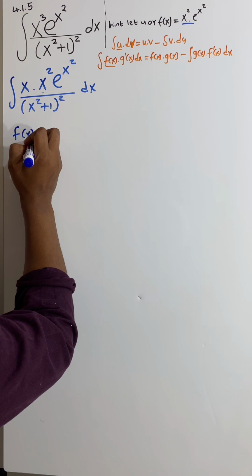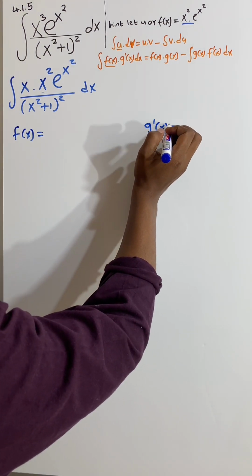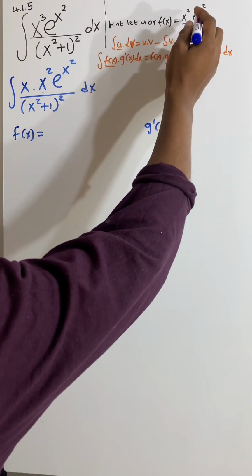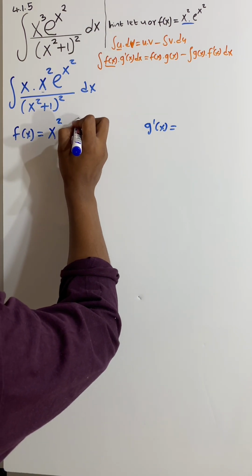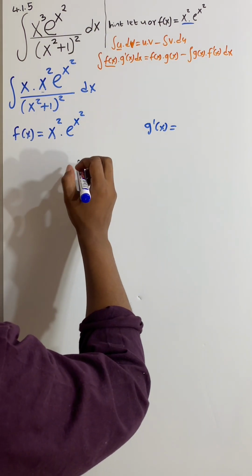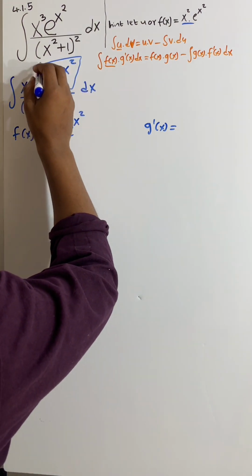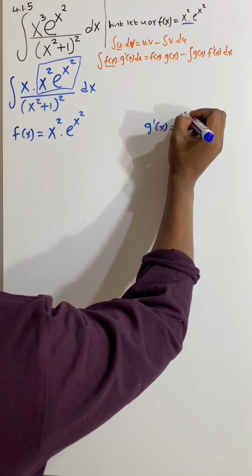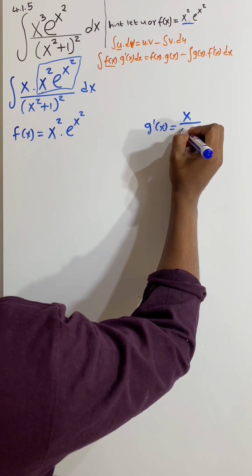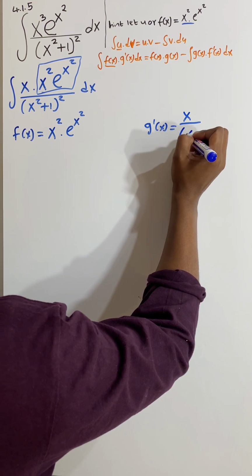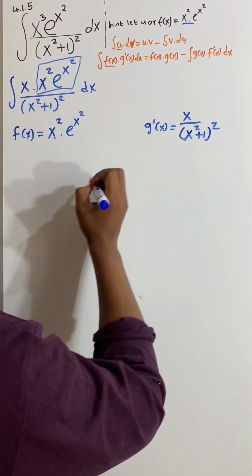So we have f of x and g prime of x, and you're already told that the hint is that we let f of x equal x squared multiplied by e to the power x squared, and g prime of x will be left as, since this will be our f of x, the remaining part will be our g prime of x. So our g prime of x will be equal to x over x squared plus 1 squared.